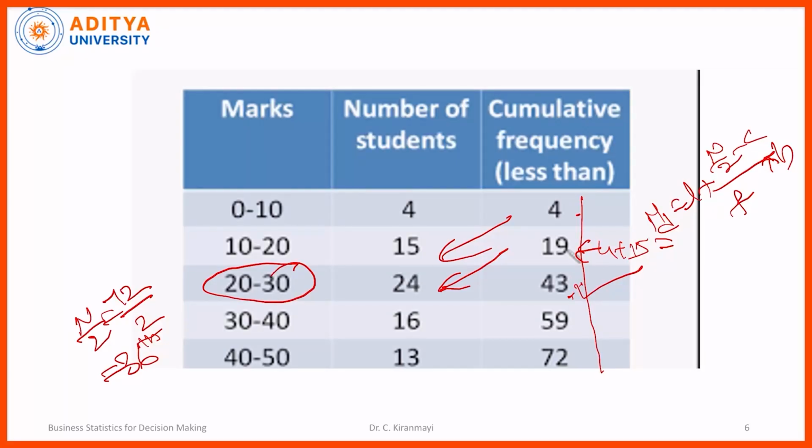Therefore, the 20-30 class will be the median class, and this is going to be the f value, and this is the C. In the formula, C is the cumulative frequency of the class preceding the median class, that is 19 is the C value, and the lower limit L is 20, and the height of the class is 10. So, now we have all the values in the formula.